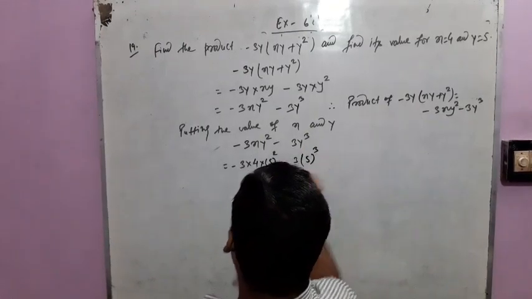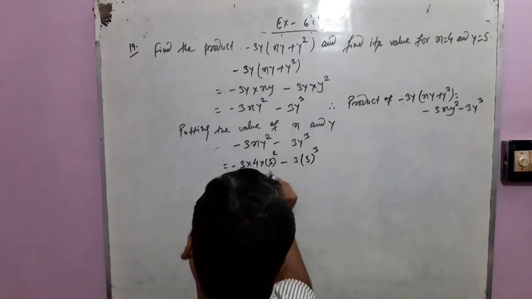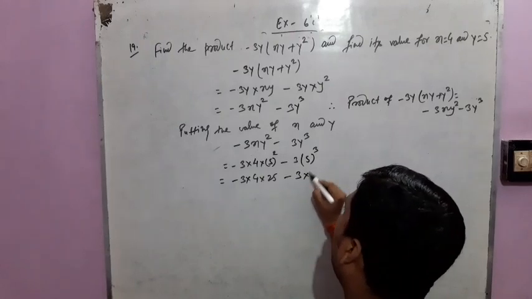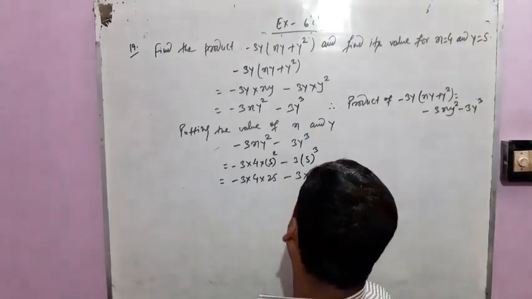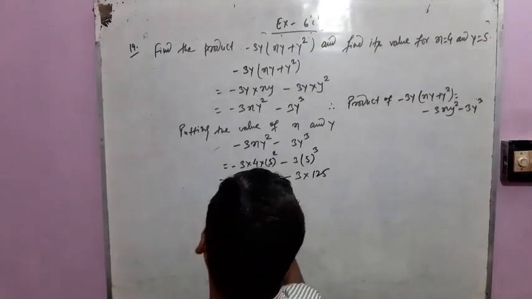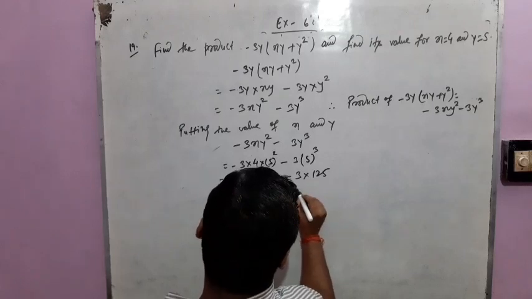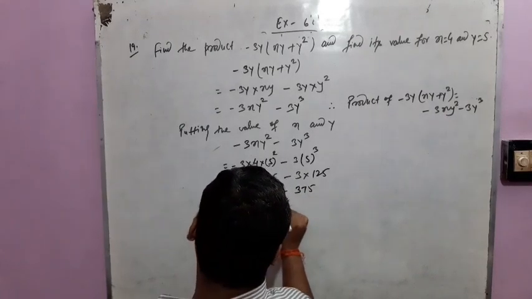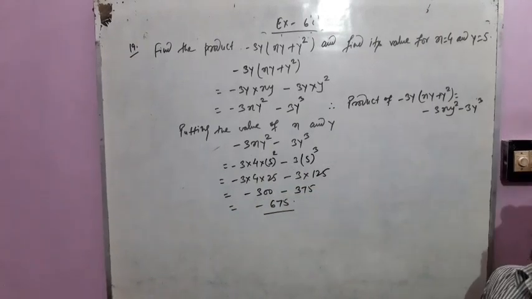Now minus 3 into 4, and the square of 5 is 5 5s are 25. Minus 3, and what is the cube of 5? 5 5s are 25, 5 25s are 125. So students, 25 4s are 100, 3 100s are 300, and 125 3s are 375. When we add the terms, we get here minus 675. That is the value. Okay, students.